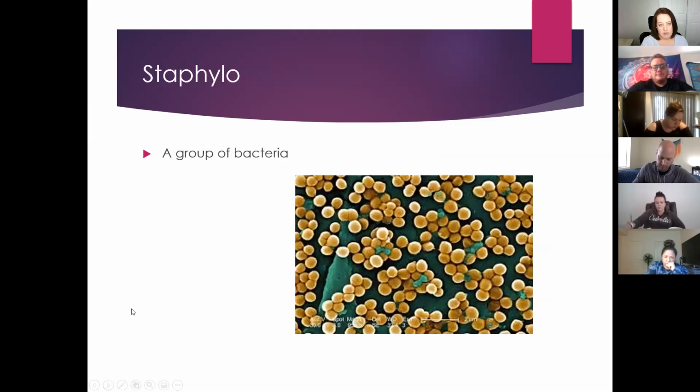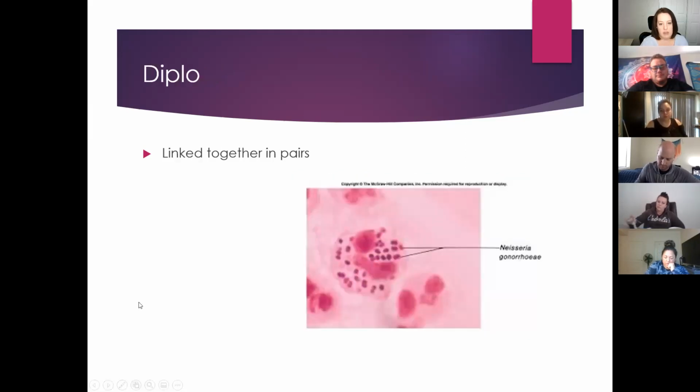And then you have Staphylo, which is a group of bacteria or a cluster. So this would be Staphylococcus because they're grouped together. There's not a definitive chain or just pairs. And then Diplo would be linked together in pairs. So you can see these little bacteria here. You can see a thin white line in between. So they're like twins. They're conjoined together, but they're pairs.